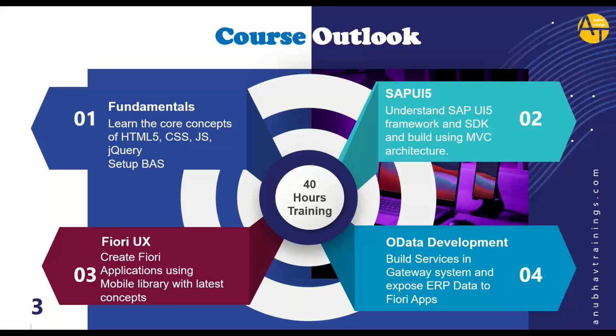Let's have a look at the course outlook. This course is divided into 4 phases. In the first phase, we will learn the fundamentals of SAP UI5, which includes HTML5, CSS, JavaScript, and jQuery. We will learn how to set up Business Application Studio as well as the VS Code development tool on our system to equip ourselves to build UI5 applications from scratch.